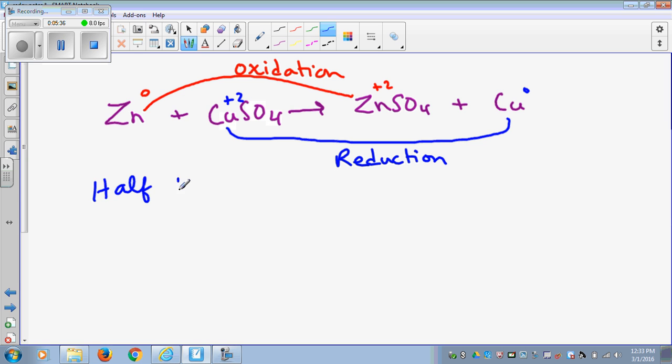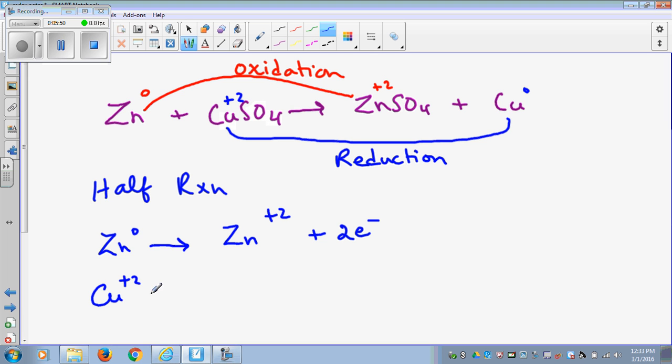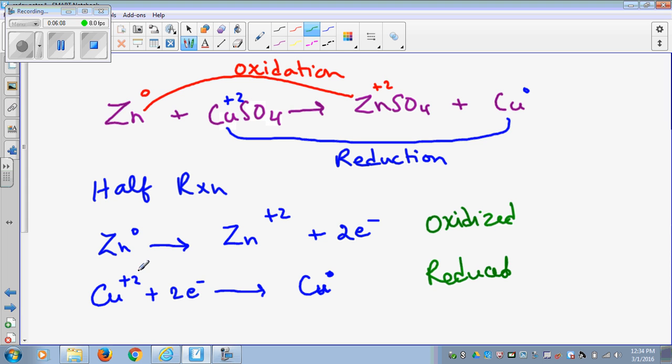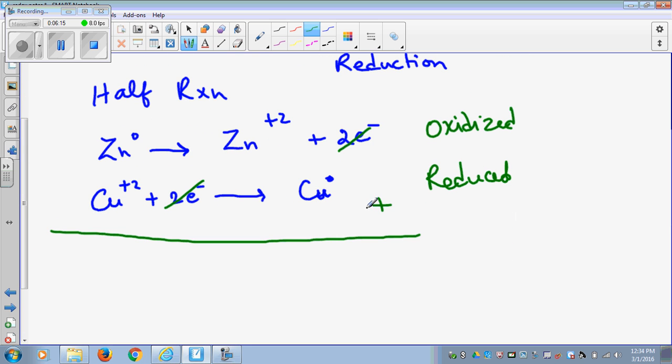So let's write those half reactions. Zinc is going to become zinc 2+ plus 2 electrons, and copper 2+, which was here, is going to take those 2 electrons and become copper, neutral. So I have these two reactions. This one is oxidized and this one is reduced. So you need to understand who is the oxidizing agent and who is the reducing agent. If I cancel the balanced electrons, the overall reaction is going to be zinc, which is neutral, reacting with copper 2+ to give me zinc 2+ plus copper, which is neutral.